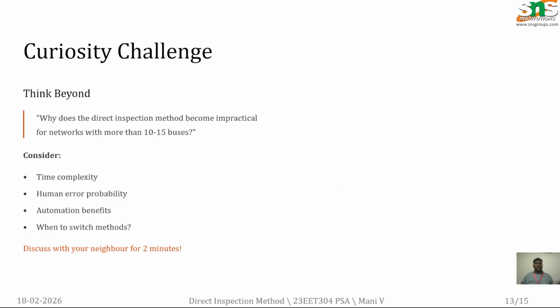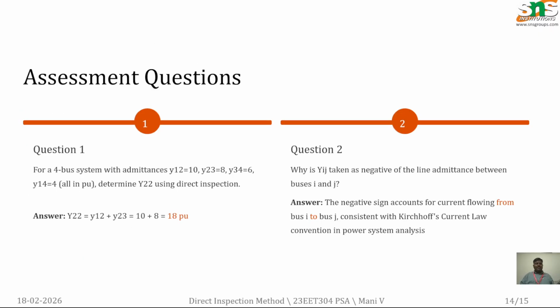So this is a curated challenge. Why does the direct inspection method become impractical for networks with more than 10 buses? If you know the answer, you can comment in the comment section. And this is an assessment. Why is Yij taken as the negative of the line admittance between buses i and j? If you know the answer, just comment in the comment section.